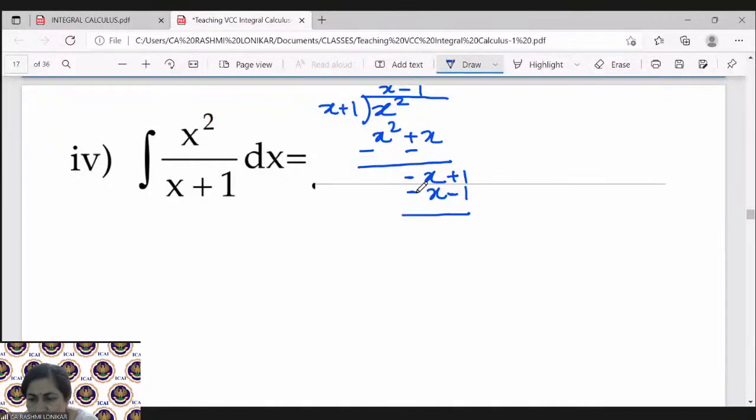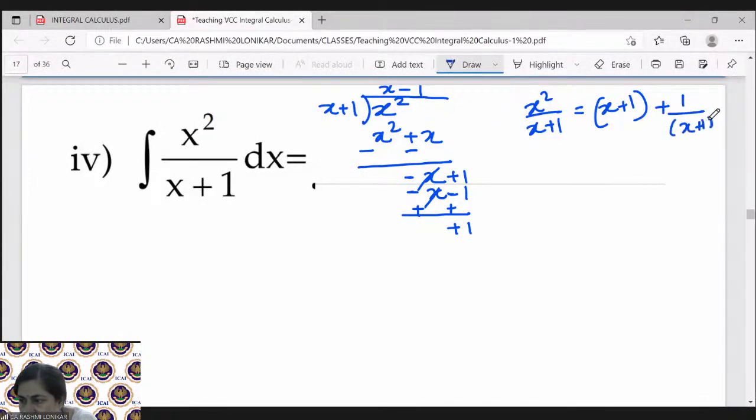Again I subtract, so this minus becomes plus, this minus becomes plus. This minus x, this plus x will get cancelled, and I am left with 1. So when I divide x square by x plus 1, x square upon x plus 1, what is the quotient? It is x minus 1. And what is the remainder? Remainder is 1. Remainder upon the divisor. So this is x minus 1 plus 1 upon x plus 1. Okay. So I do the actual division.